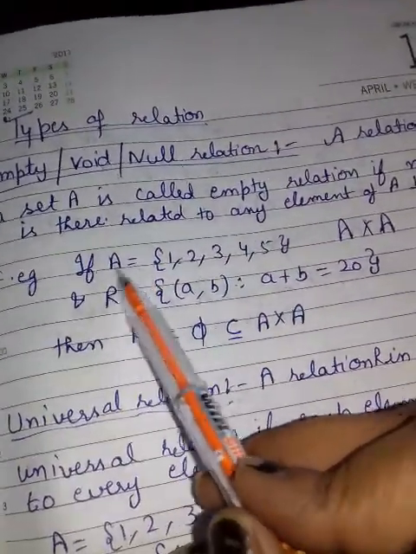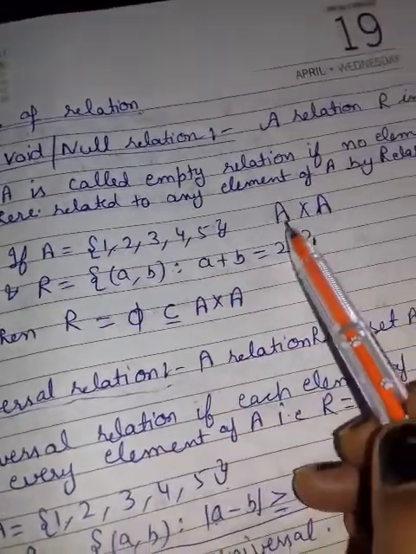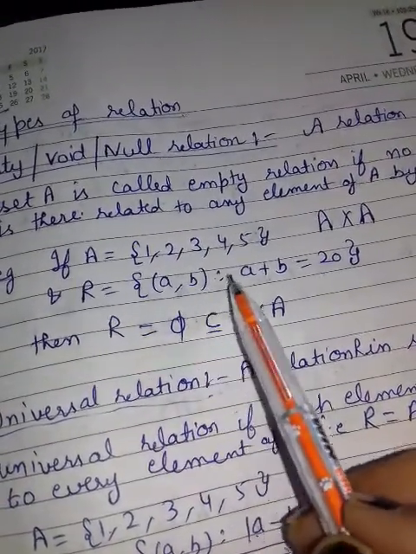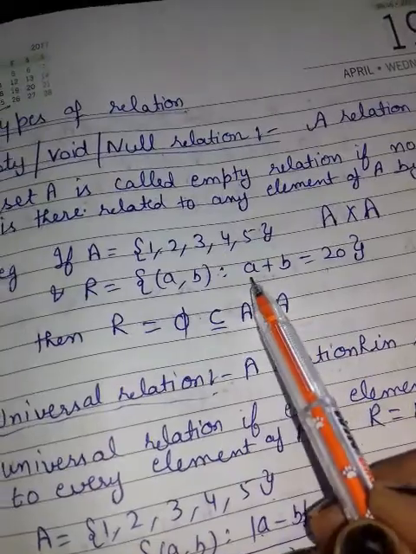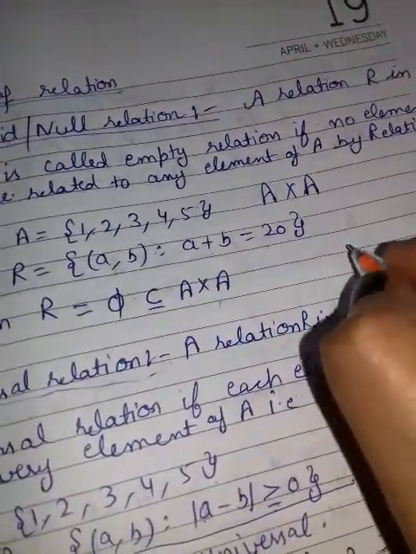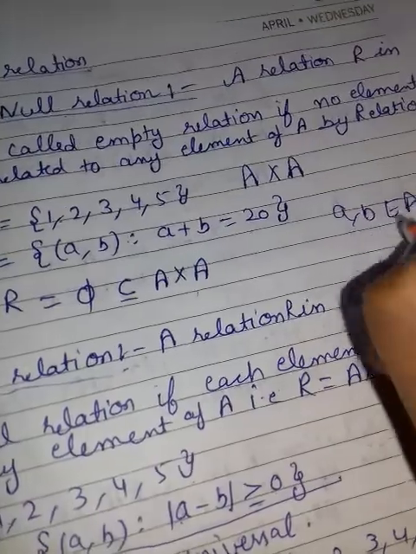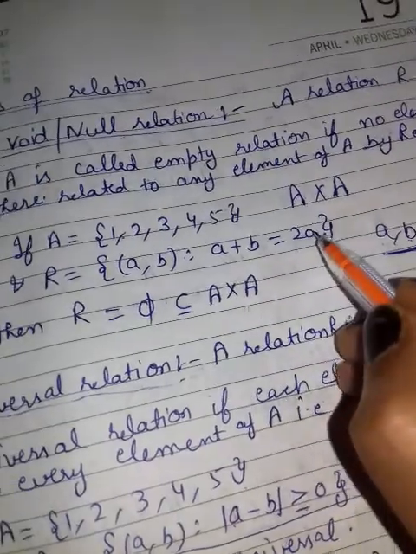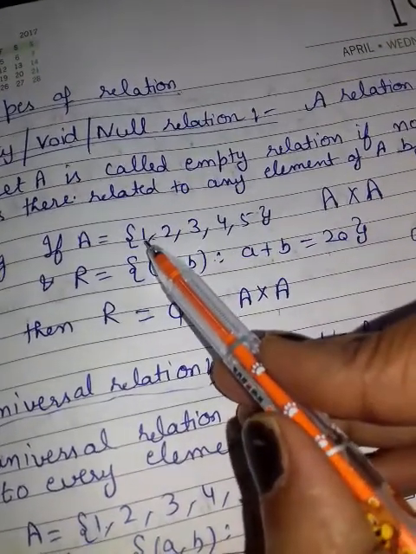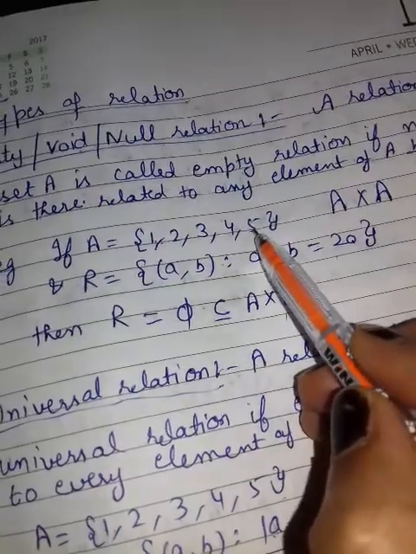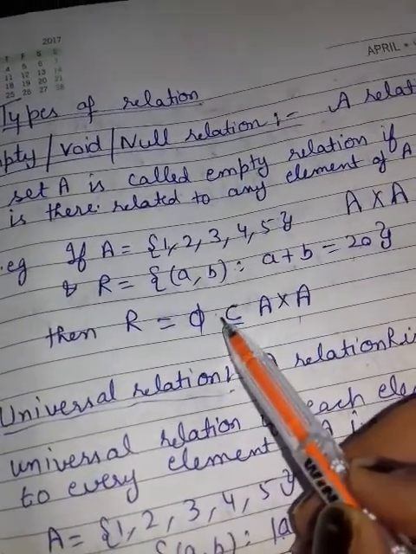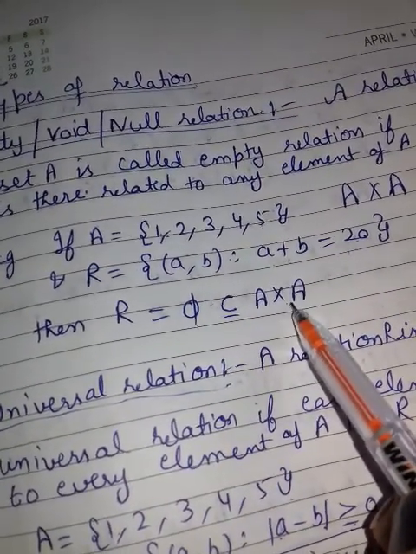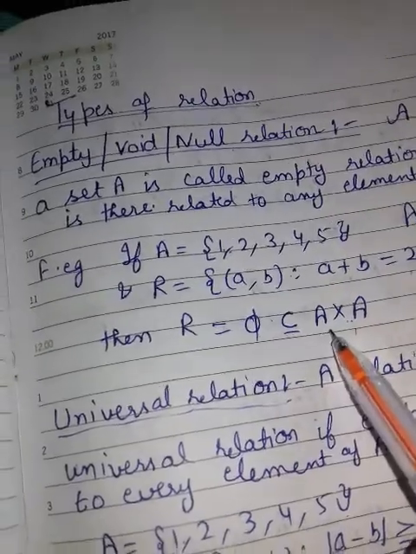If I have taken A as 1, 2, 3, 4, 5 and you have A cross A, the relation is (a, b) such that a plus b is 20, meaning a and b both elements belong to A. It means this one, because you have only one set. You have to take a and b in that pair such that both make 20. I think no one can make 20. 1 plus 5, 4 plus 5. So R is equal to phi. It is a subset, but it can never have any element. So this is a void relation.